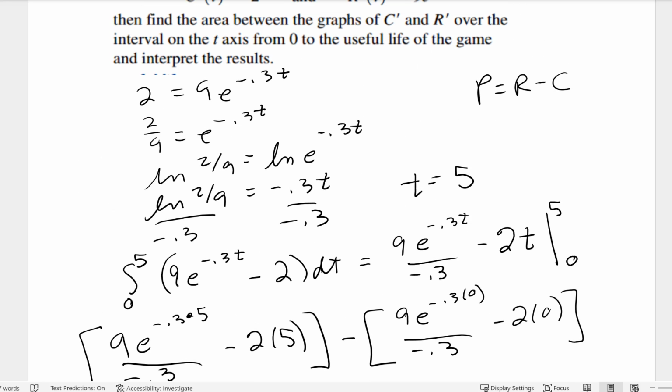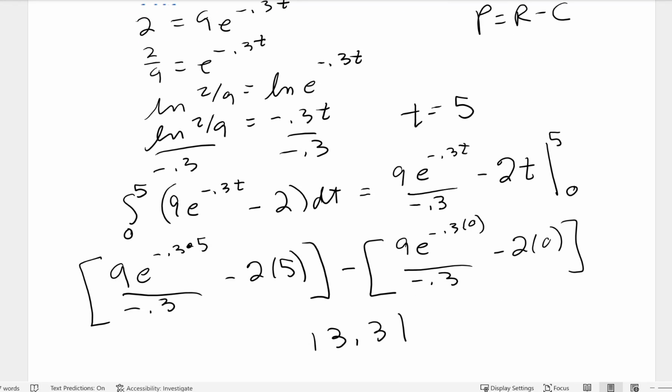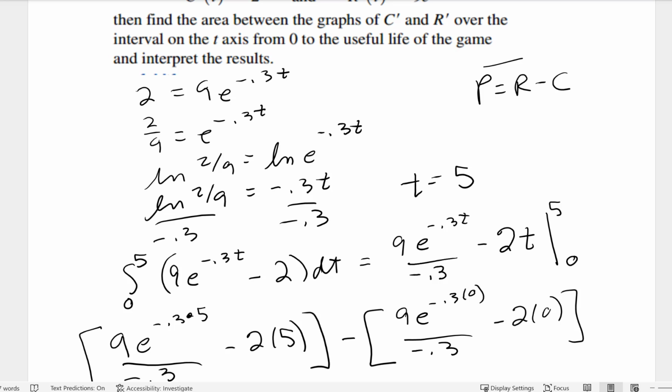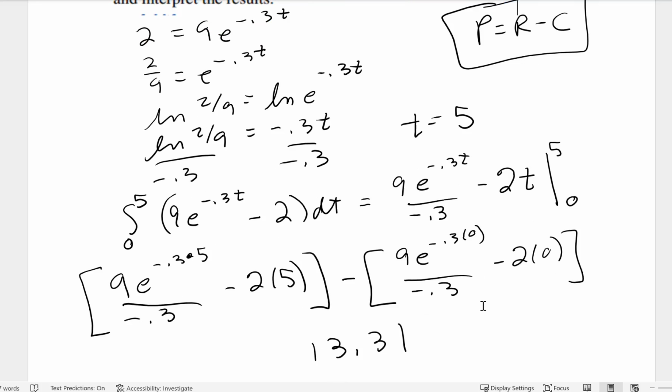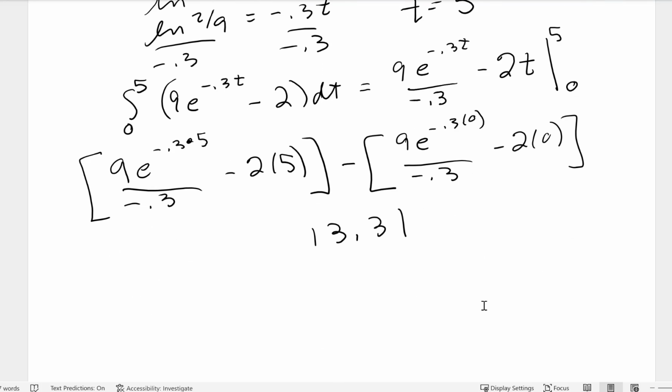After that, we're almost done, it says interpret the results. So what would the results tell me? Well, the big clue is what I said up here, that when I subtract revenue minus cost, it gives me the profit. So what we found is the profit over the useful life. It's important to say that the profit is in thousands. So this represents $13,000 of profit over the 5 years.